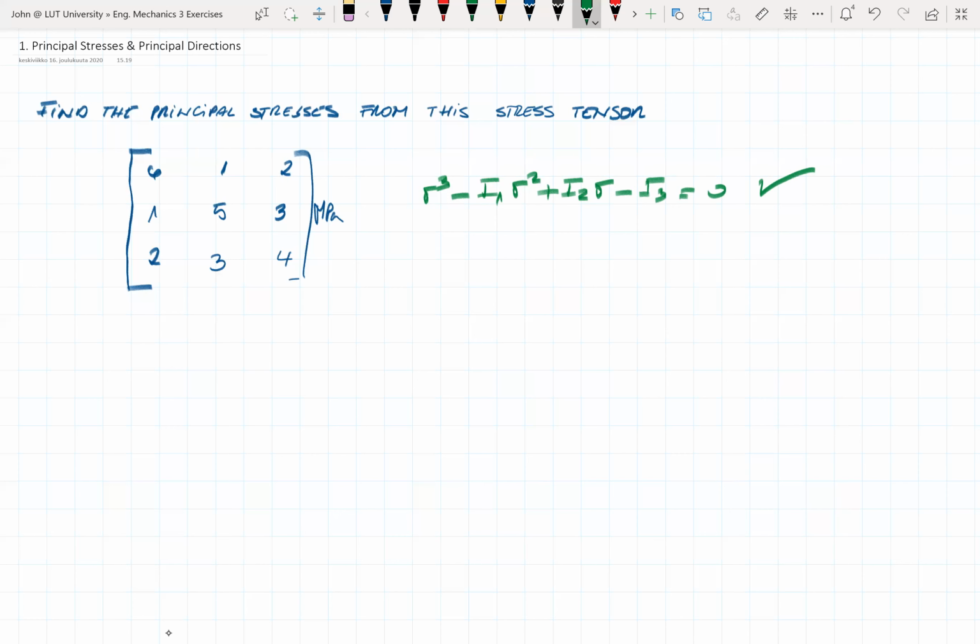Let's remember that we have to sort these principal stresses from the largest to the smallest, sigma 1 being the largest and sigma 3 the smallest. That's the way we're going to represent our principal stresses. It's a pretty straightforward problem in the sense that we're given the stress tensor here, and we just need to calculate each of the invariants from the tensor and then solve the roots of this polynomial equation.